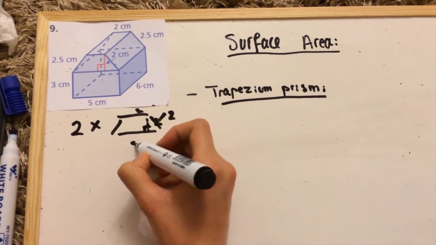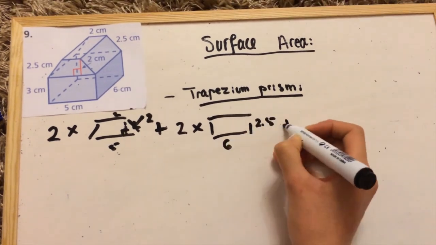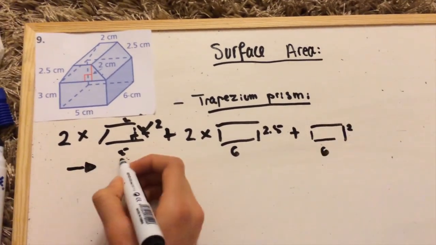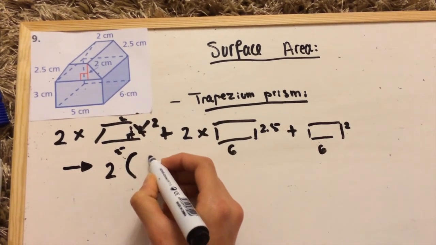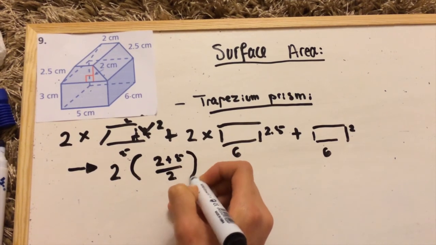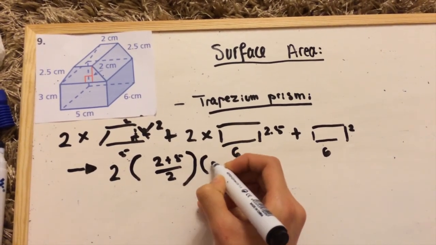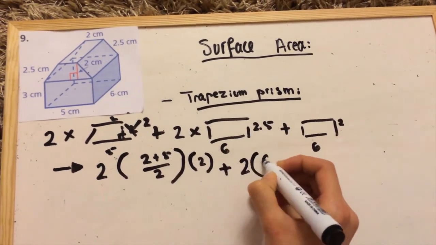We're going to write all our given information. This is going to come in handy when we're calculating the surface area. So now we're going to put our formulas in. The formula for finding the surface area of the trapezium is a plus b over 2 times height. And since there's 2 of that, we multiply that by 2. So that's 2 plus 5 over 2 times 2.